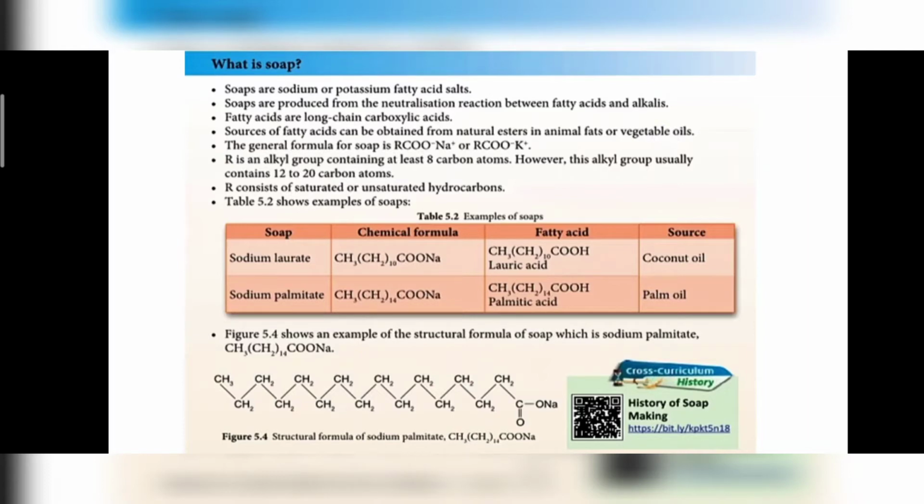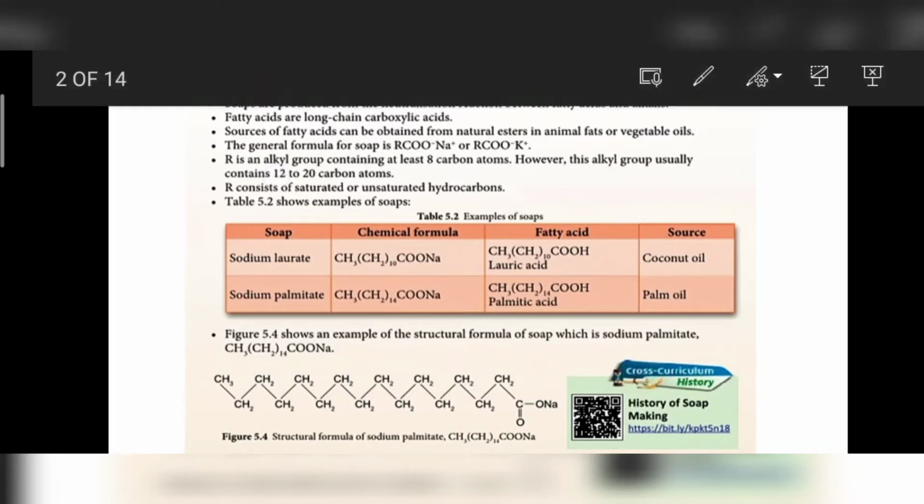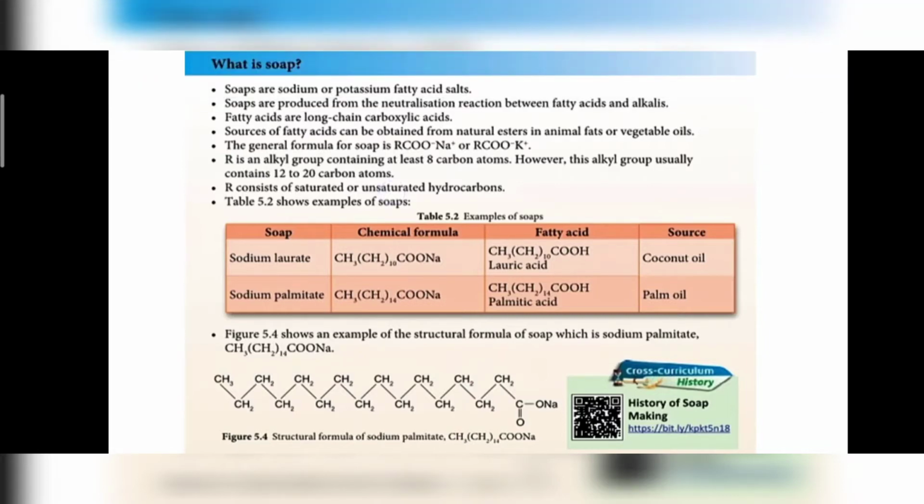So the general formula for soap is RCOO⁻Na⁺ or RCOO⁻K⁺. This one is sodium, Na⁺, if we use sodium, and this one is K⁺ if we use potassium. The R is an alkyl group. So biasanya dia mengandungi sekurang-kurangnya 8 karbon atom, tapi biasanya 12 hingga 20 karbon atom. So R di situ alkyl group itu adalah sama ada saturated ataupun unsaturated hydrocarbon.